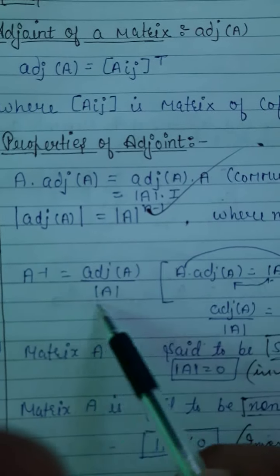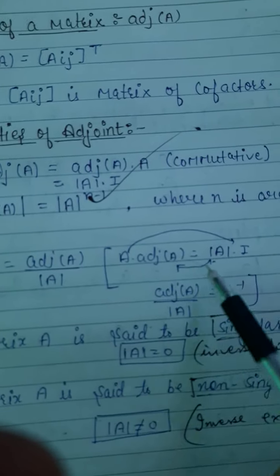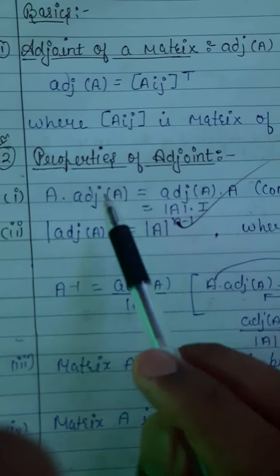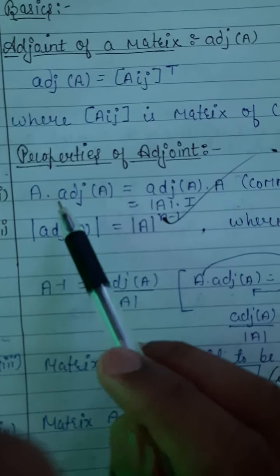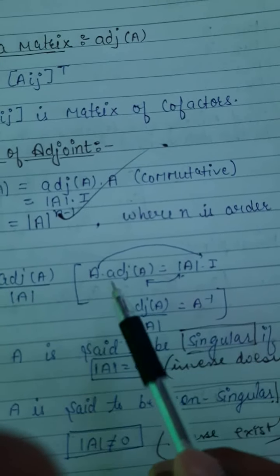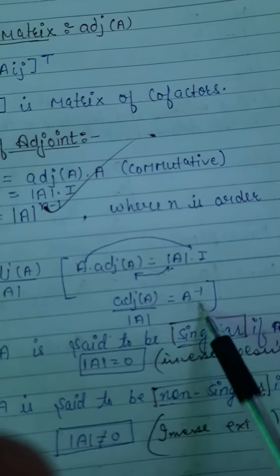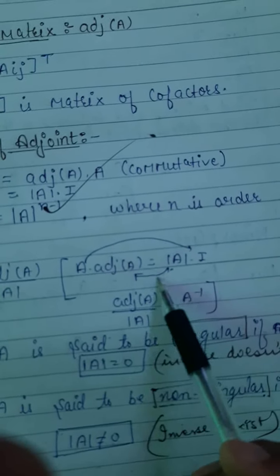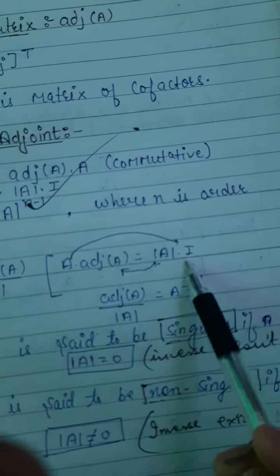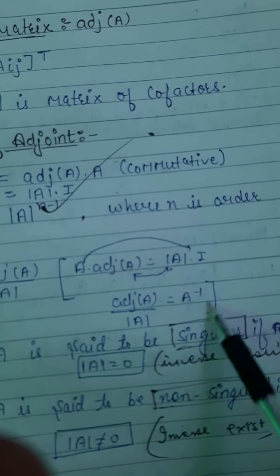And this formula came from the first identity I have shown here, A into adjoint A equals modulus A into I. If we take this first term and this third term together, because all three are equal to each other, then if you transfer A to the right hand side, A will become A inverse. Now modulus A will go in the divide, adjoint A upon modulus A. A inverse multiplied by I, the identity matrix, will give A inverse itself.